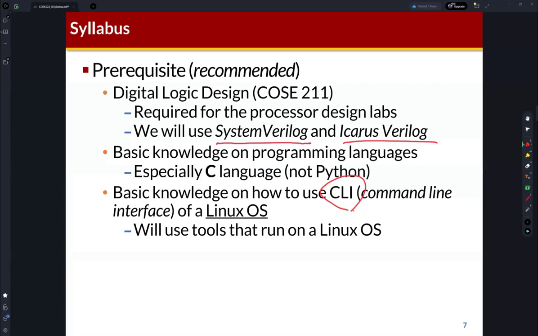But in this course, both in the design labs, we will use the Linux operating system. In order to use the Linux operating system, you need to use the command line interface. It's not a graphical interface. You need to input some commands or binary file names in order to run programs in the Linux operating system. So you need to be familiar with the command line interface because we will use tools that run on a Linux operating system. Okay, so those are prerequisites for this course.